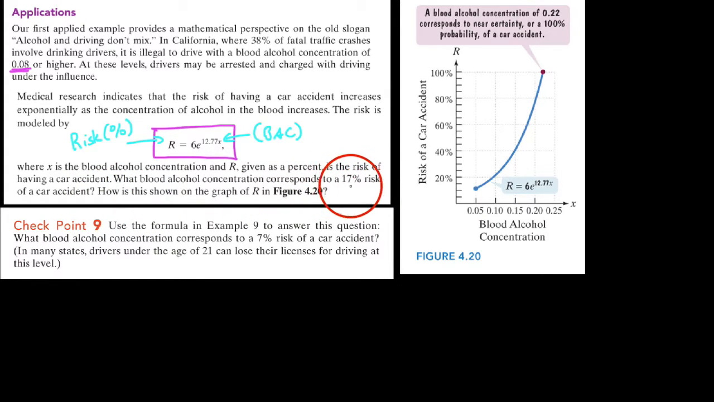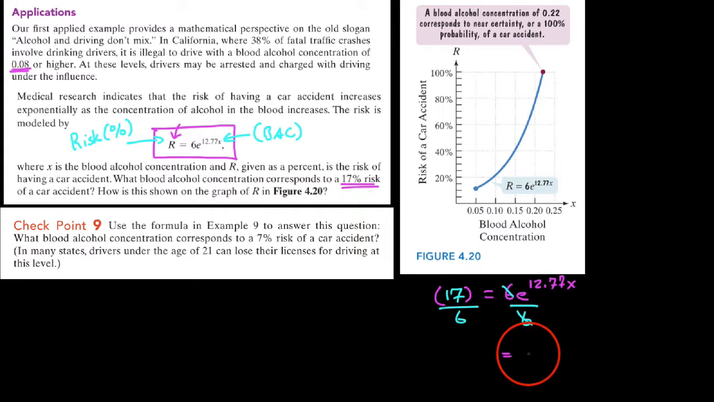When we talk about 17% risk, I've given you either an X or a Y, or in this case, an X or an R. Because this 17% represents a risk, we're going to plug it into our model for R. So we end up with 6e to the 12.77x, where x is our blood alcohol concentration, and we'll put a 17 here. We're now well equipped to solve equations of this nature. First, we get the exponential by itself: e to the 12.77x power is equal to 17/6.